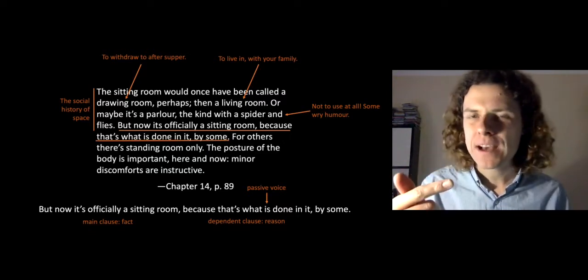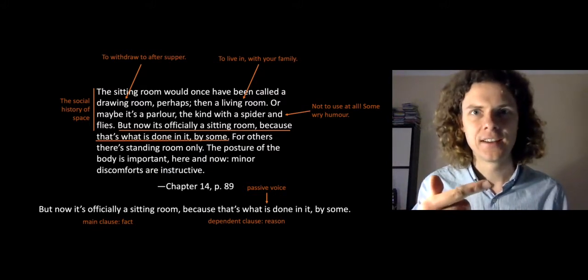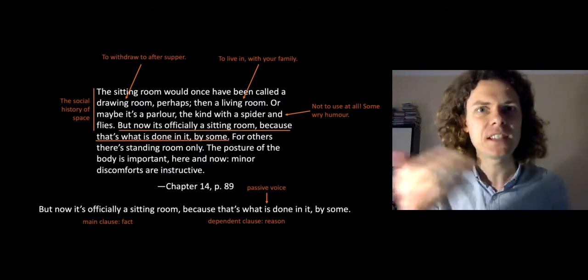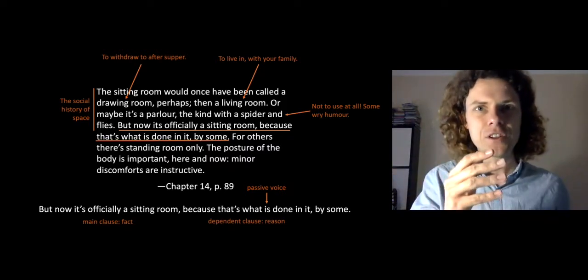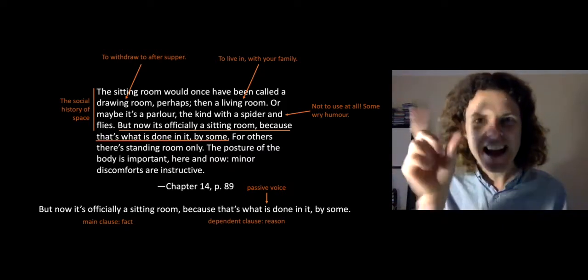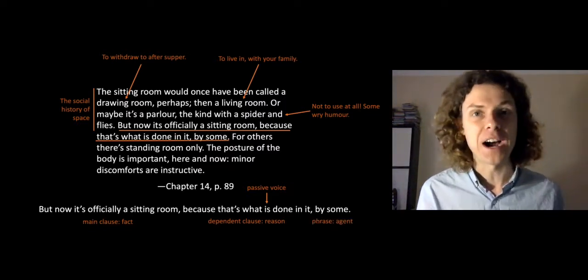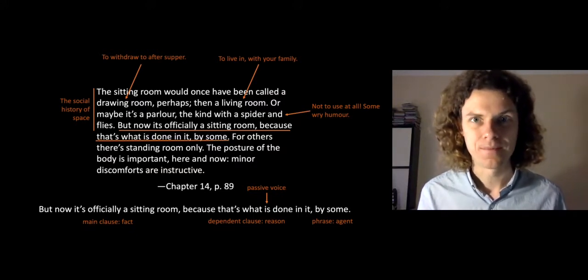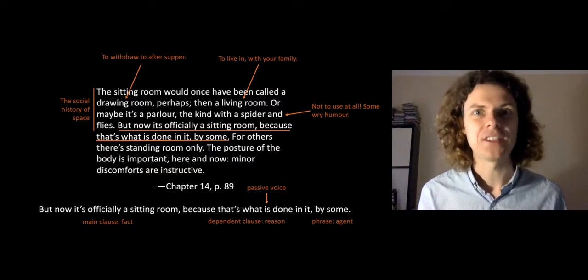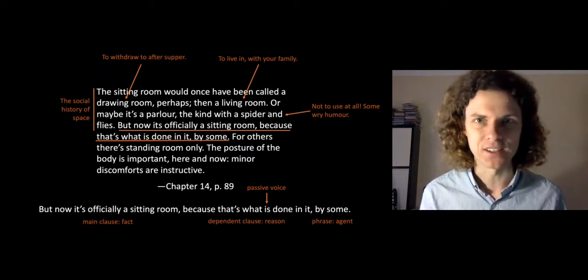And because she uses the passive voice, she doesn't tell you who does the sitting. She just says sitting happens. There is sitting. Sitting is done in the room. And because she doesn't tell you that, it means that she can tack on to the end of the sentence a little punchline after the comma. By some. Only some people get to sit in the room. So this is what makes it oppressive. It's the sitting room. It's called the sitting room, but only some people get to sit there.